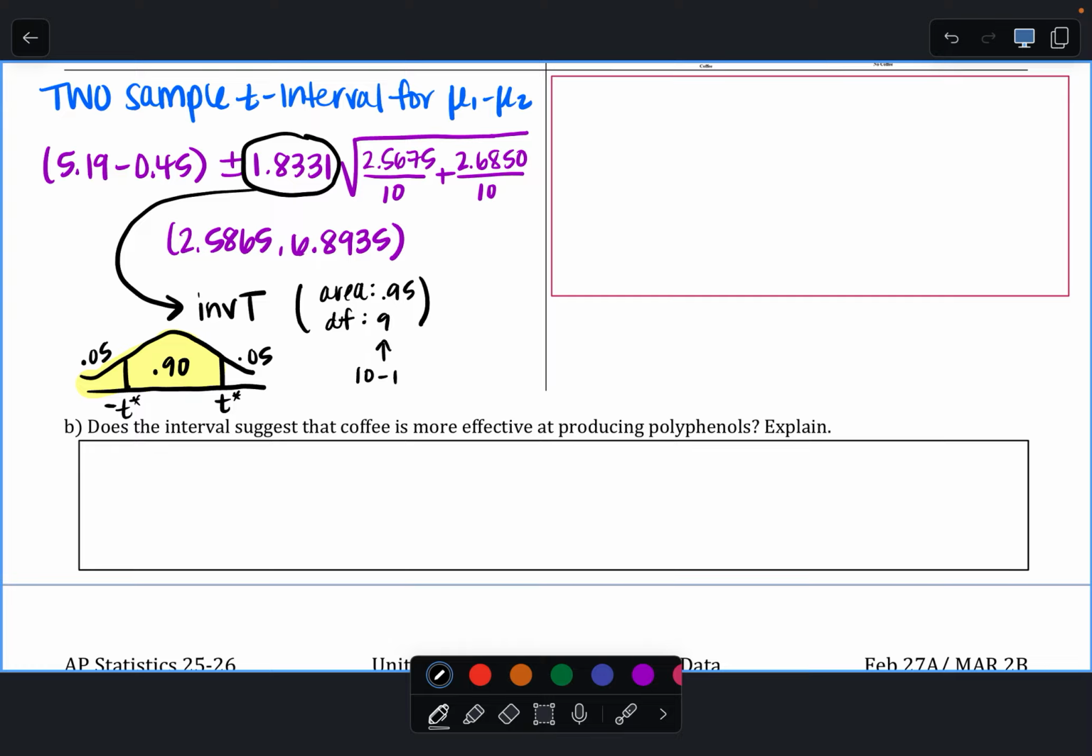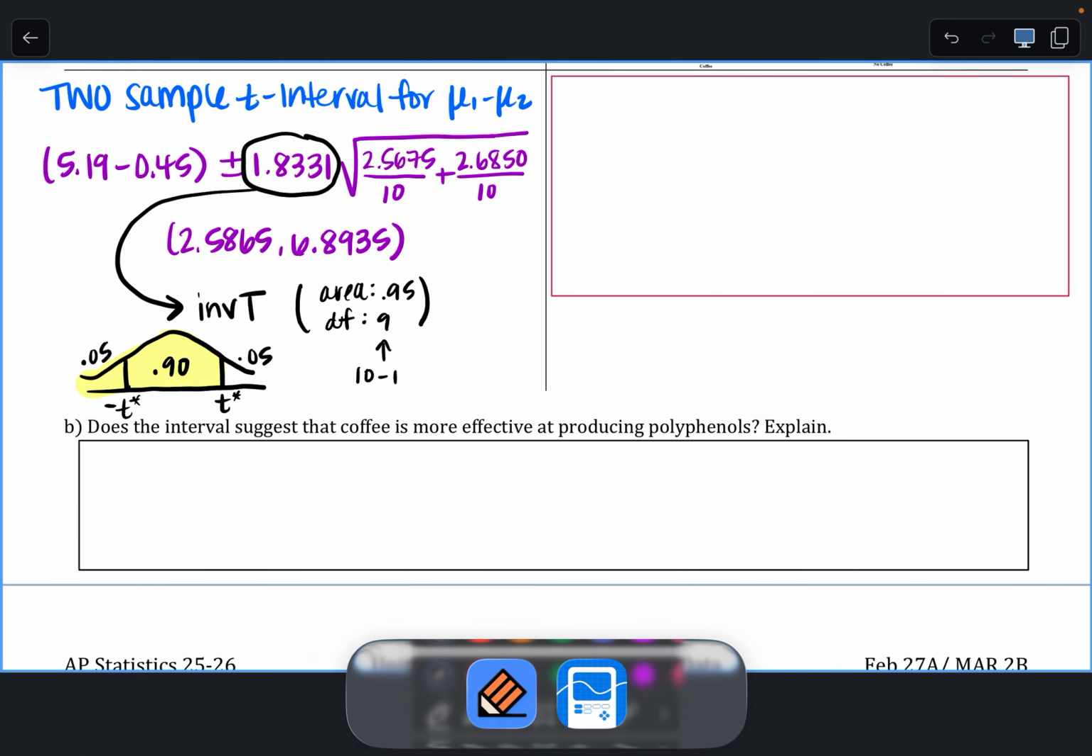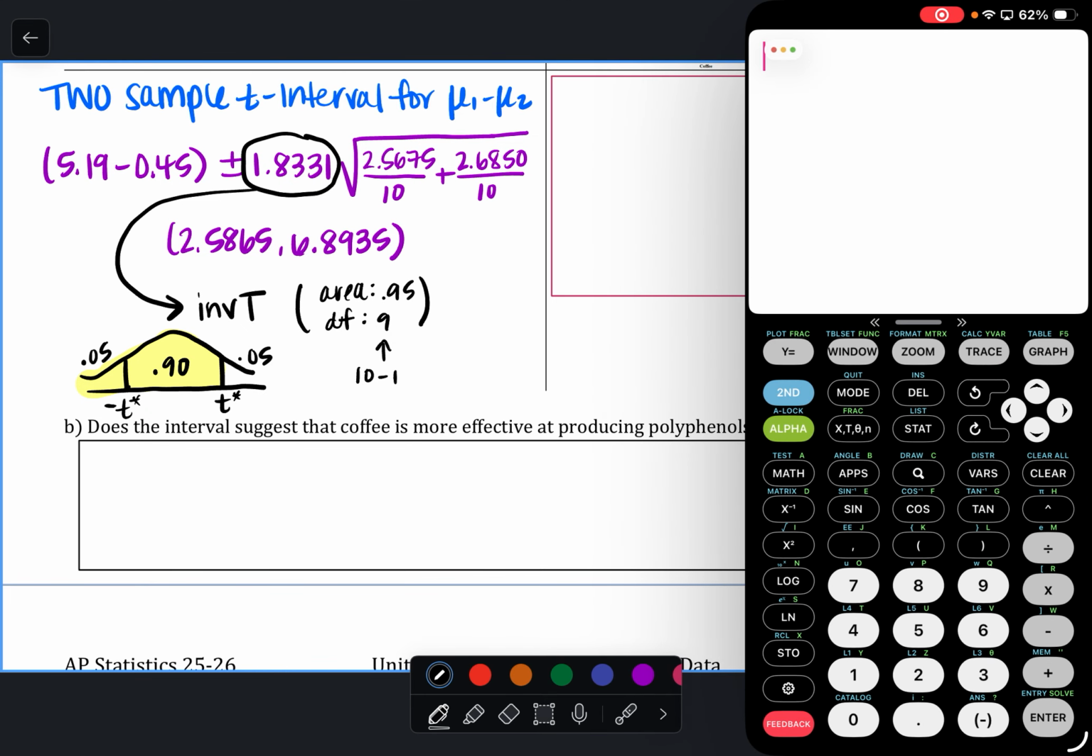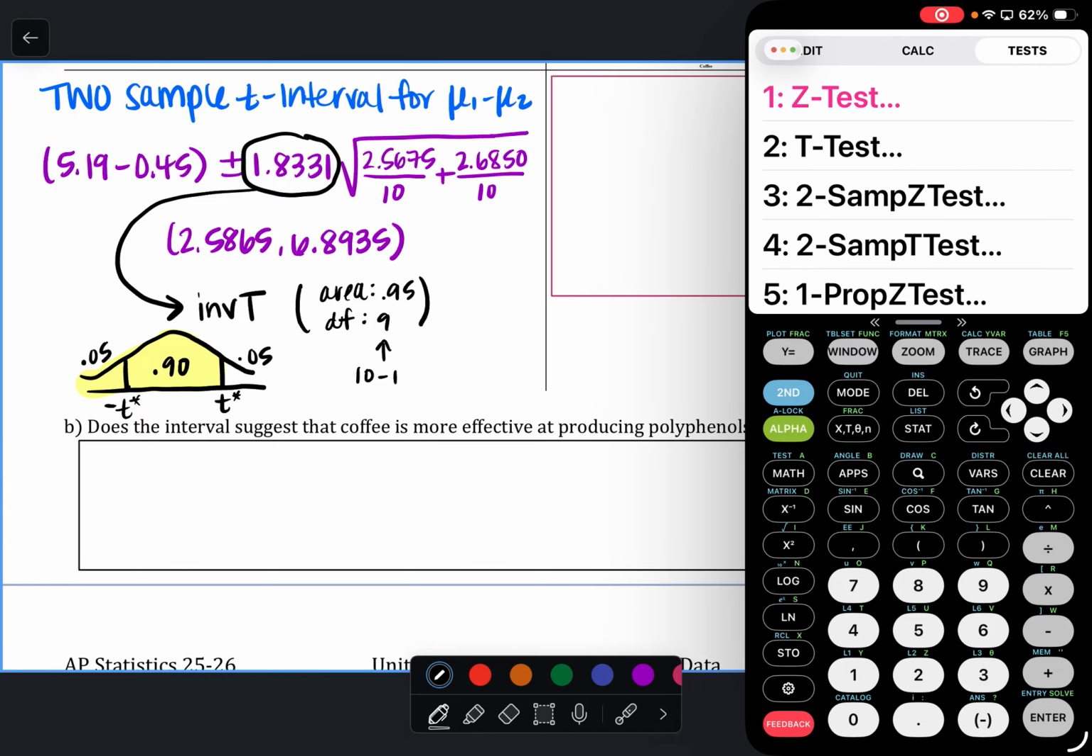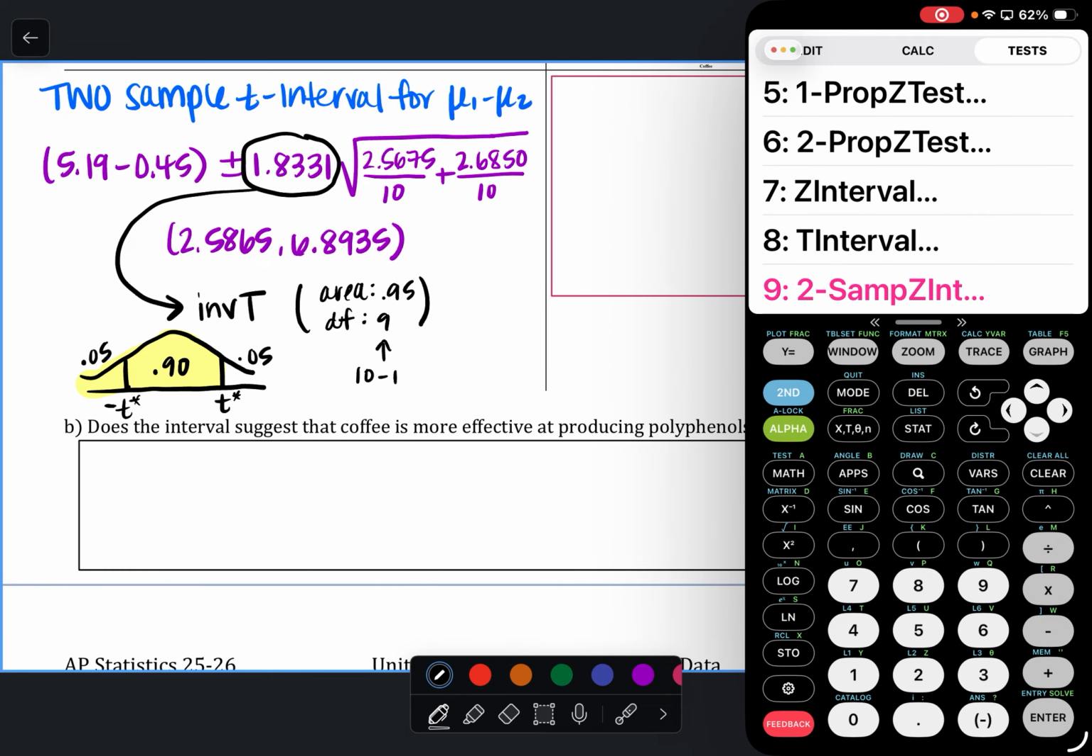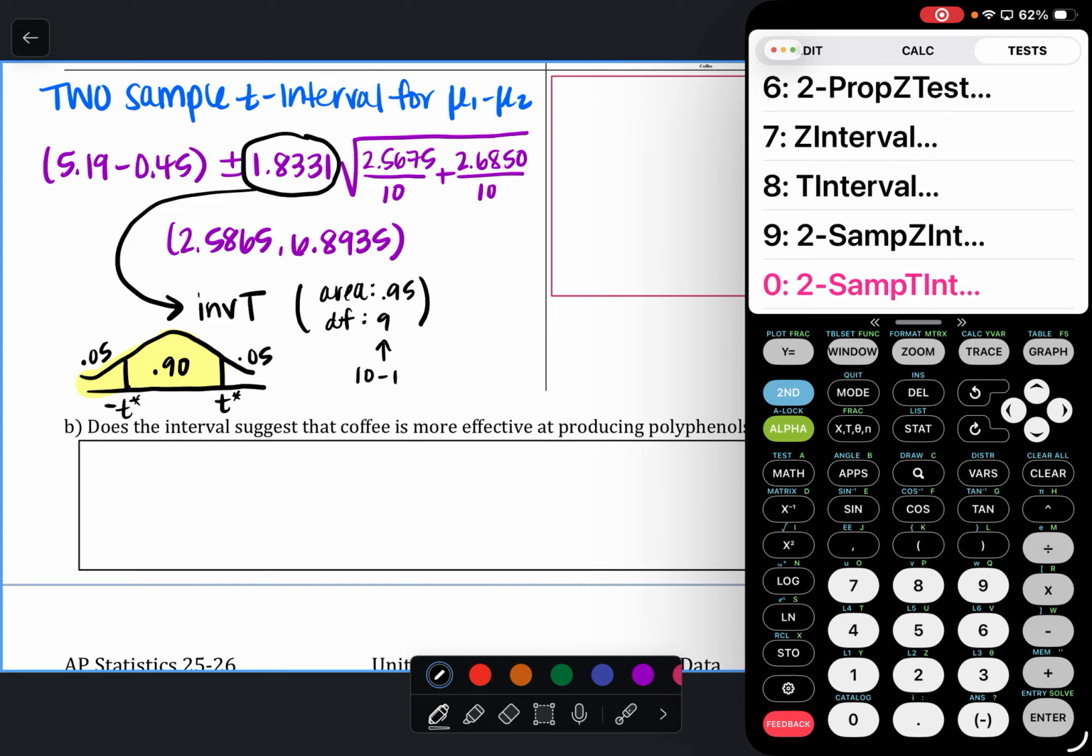Now, just to kind of relate this to the calculator, because again, if you have data, my recommendation is just use the calculator. Because I had to already, before I even got to plugging this in, find those statistics individually. If you have your data in your calculator, you're going to want to go to stat tests. And for the t interval, we're going to go all the way down to option 0. That is the 2-SampTInt.